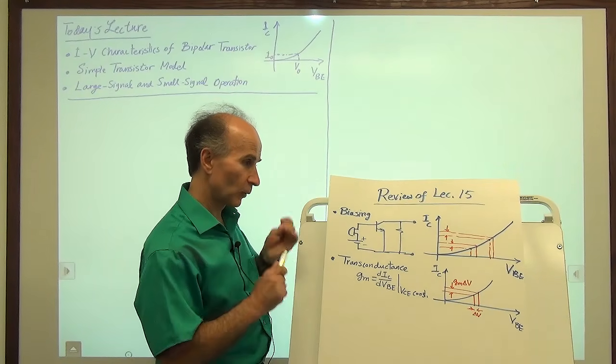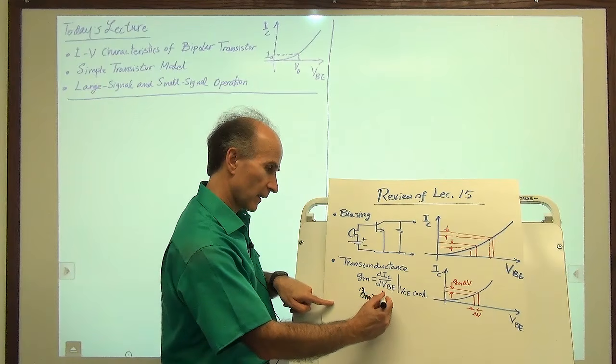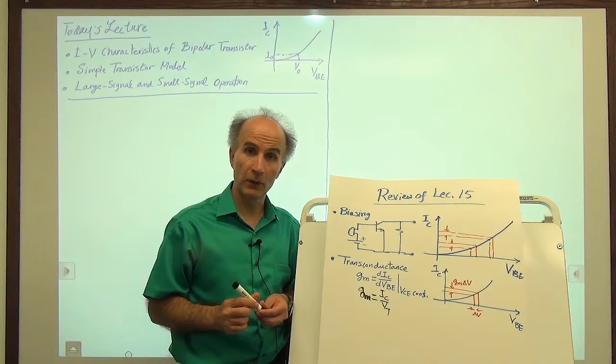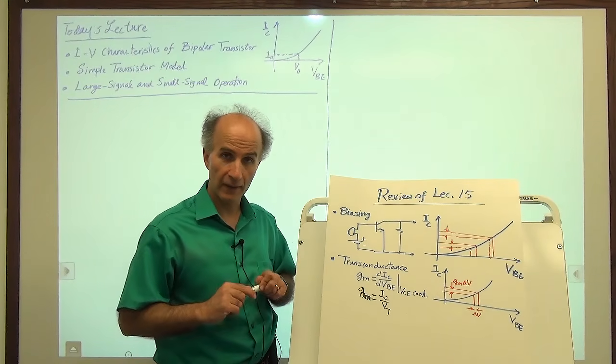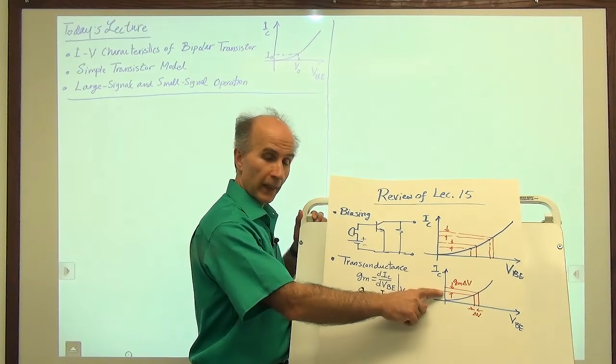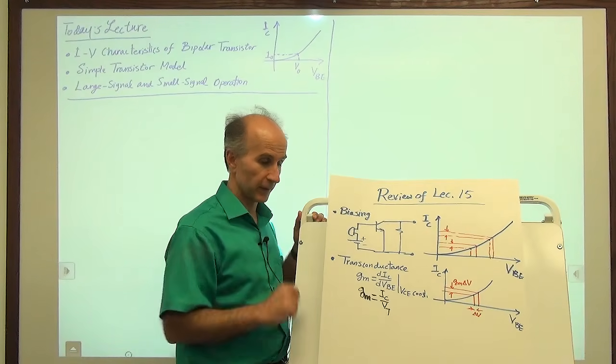Also, we remember that the equation we derived after this differentiation was just this, IC over VT. That's the equation that we will be using quite often. It just says that to find the transconductance, we find the bias current and divide by VT, 26 millivolts. That will give us what we need.